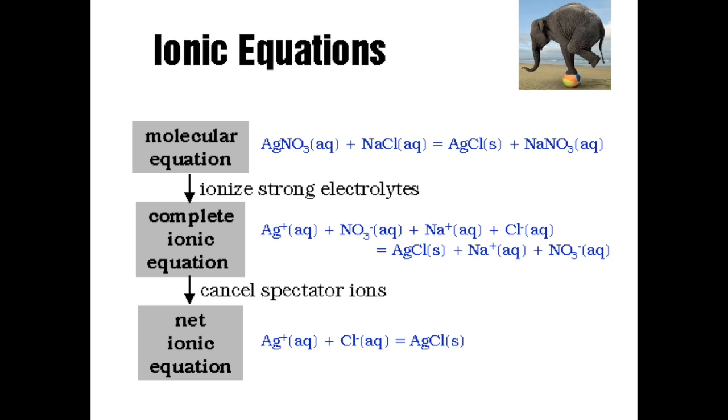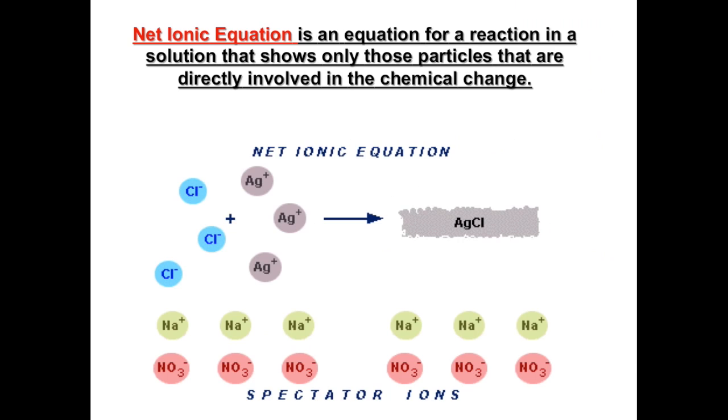The next step is to separate the cations and the anions that are in aqueous solutions, as you can see in the second step. Finally, we cancel the spectator ions and leave only the cations, anions and compounds that are left out. In this case it is silver and chlorine, and that yields silver chloride as a solid, and this is called the net ionic equation. A net ionic equation is then an equation for a reaction in a solution that shows only those particles that are directly involved in the chemical change.